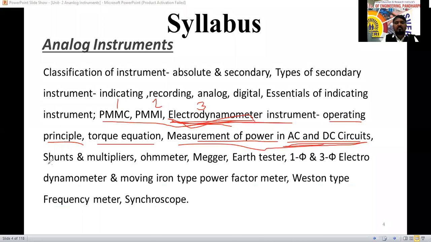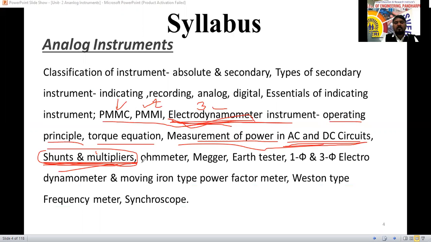Next one, shunts and multipliers. To increase the rating of PMMC, PMMI and electrodynamometer, we have to use shunts and multipliers. By connecting shunts, we can increase the current rating. By multipliers, we can increase the voltage rating. By using very small rating instruments with an extra circuit, that is shunts and multipliers, we can increase the measuring range of the instrument. We call this extension of ranges.